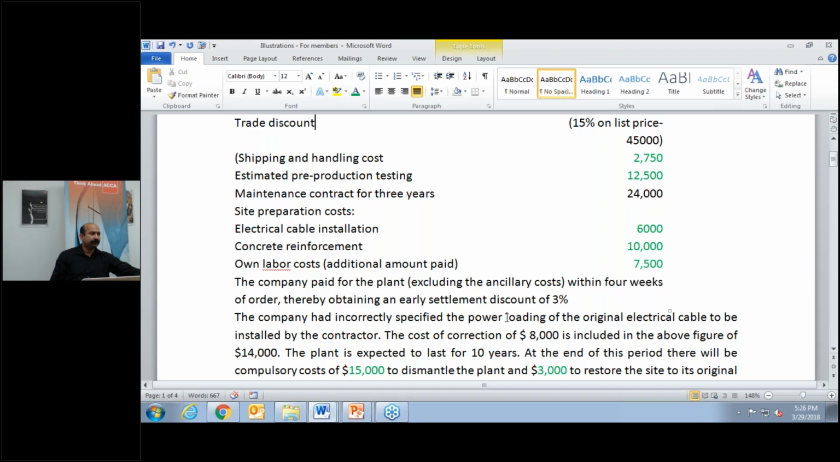Okay, kindly repeat why 6,000 is taken out of 14,000 for electric cable installation. No, we have taken out 8,000 from the 14,000. So we ignored 8,000 because 8,000 is abnormal expenditure. Any abnormal expenditure due to a mistake, which is not normal, should not be included in the cost of your asset. That should be simply expensed off.